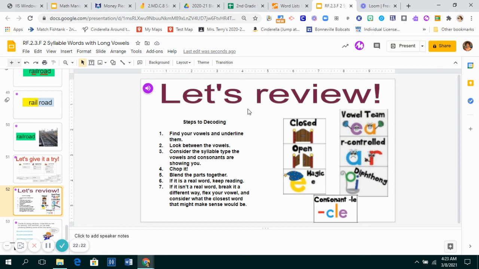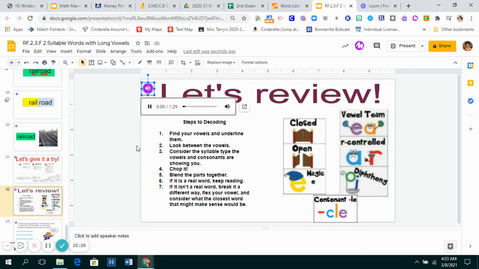let's review. Okay, boys and girls, we're almost out of time, so let's review. Today we've worked on decoding long words, and we need to go over the steps that you will use for the rest of your life to break a word. So, step number 1, you're going to find your vowels and underline them. Then, step 2, look between those vowels. And step 3, consider the syllable type the vowels and consonants are showing you.